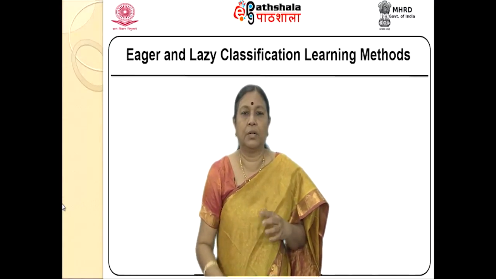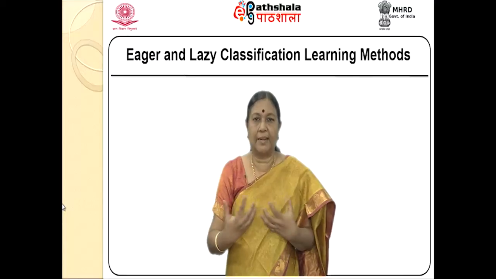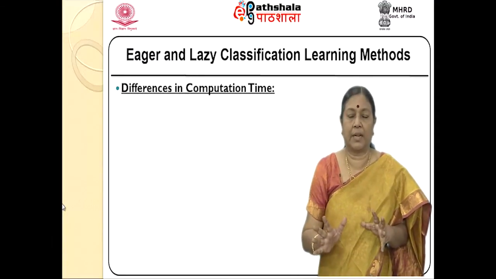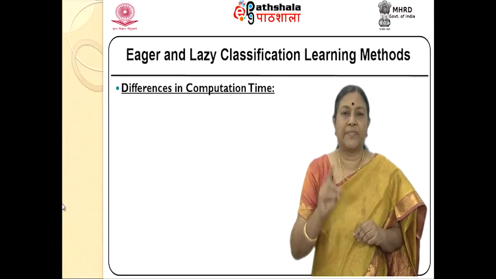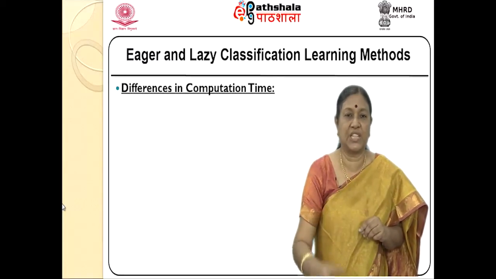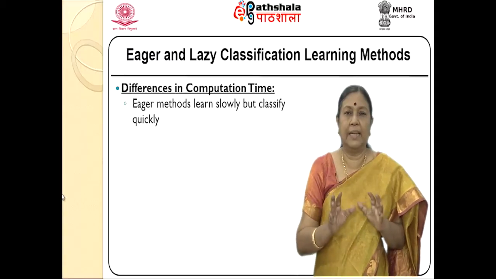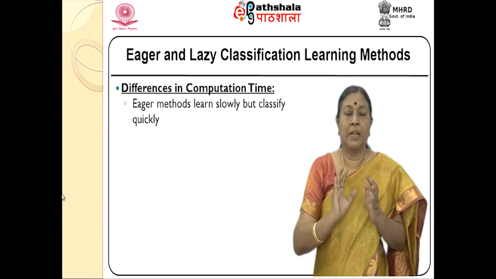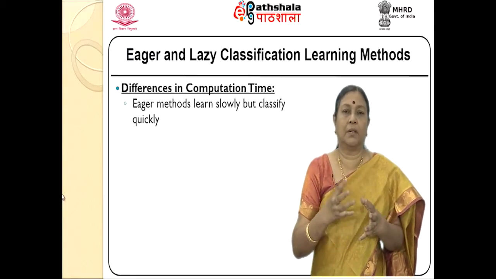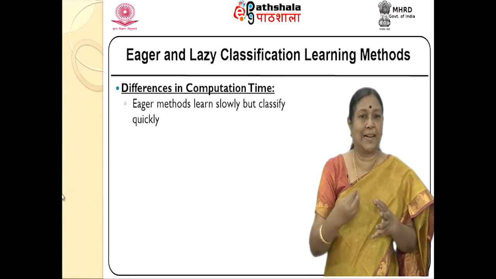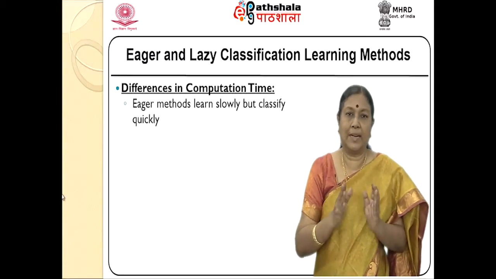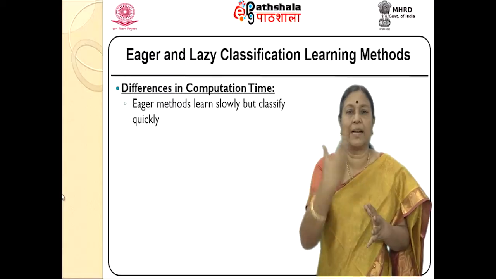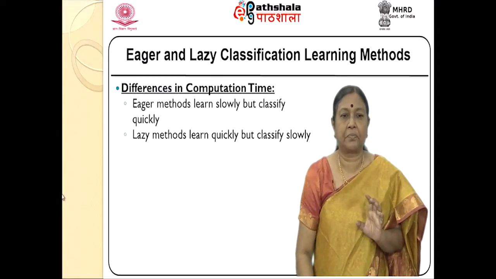Okay. So, again let us look at eager and lazy classification methods. What are the differences between these two methods? The first one is the difference in computation time. So, if you look at this, eager methods will learn more slowly, but will classify quickly, obviously, because for learning it has to build a generalization model. So, that is why it will take more time, but then because you have a model, when you give the test instances, it will classify them faster.